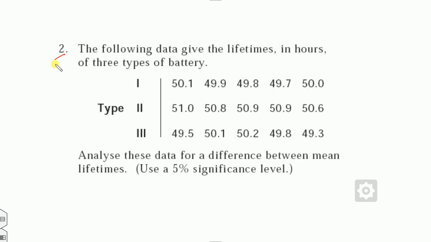Okay, quickly moving on to example number 2. There are 3 types of batteries, type 1, 2 and 3, with their lifetimes given, and you have to analyze the difference between the mean lifetimes.